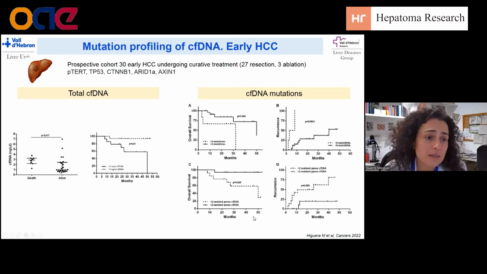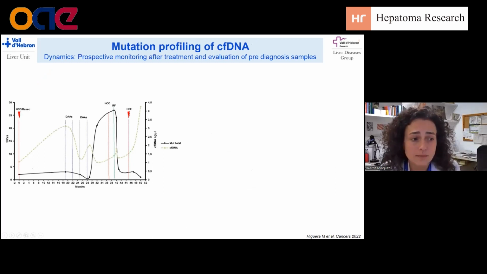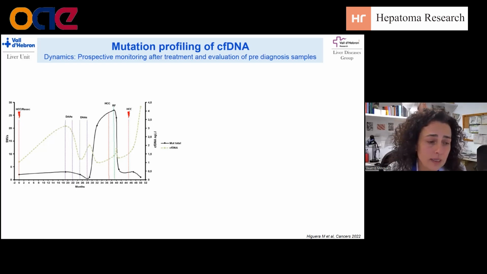But I think that the most interesting thing, and of course it needs to be validated, is the dynamics, the fact of having a tool that allows us to continuously monitor what is going on with the cfDNA and the mutations in a particular patient. Here you have the oldest patient, the first one that participated in the study. He was resected for an HCC, and we followed him for a long time, almost more than 2 years.